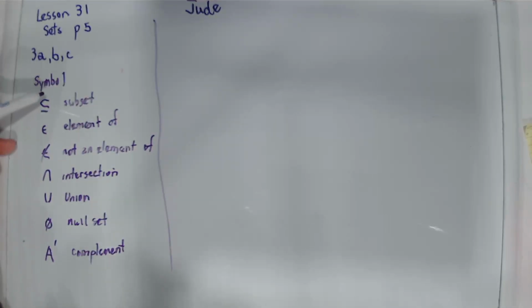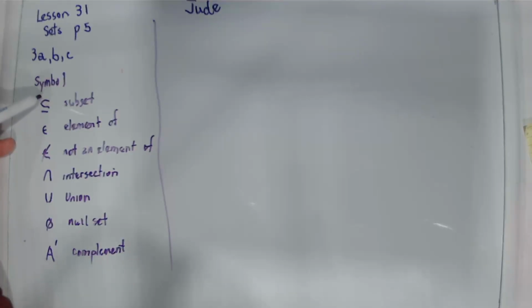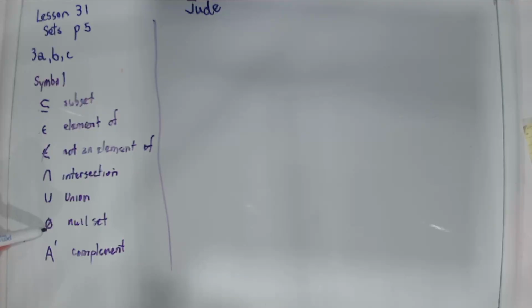So, really quick, these are the symbols that were identified in this lesson. Subset of is this symbol here. Element of is like a funny looking E. Not an element of is a funny looking E with a line through it. Intersection is an upside down U. A union is a U. Null set is this zero with a line through it, and a complement is the name of the set with the tick on top of prime on it.